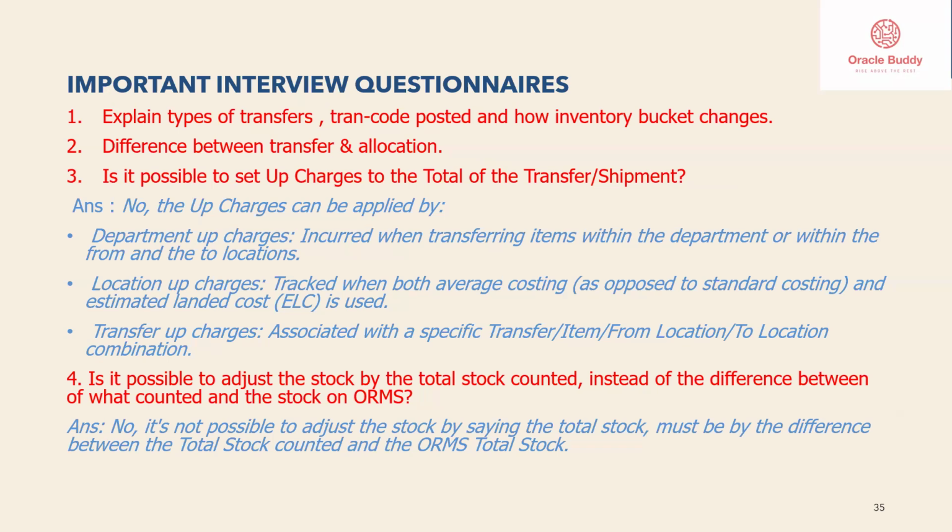Next question may be the difference between transfer and allocation. Third is whether it is possible to set up charges to the total of the transfer shipment. Fourth question is whether it is possible to adjust the stock by the stock count counted instead of the difference between what was counted and the stock on RMS or MFCS. I have pasted the answers for a few of the questions. Please go through this to get more information.